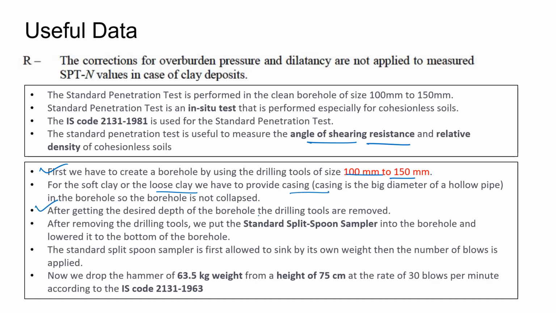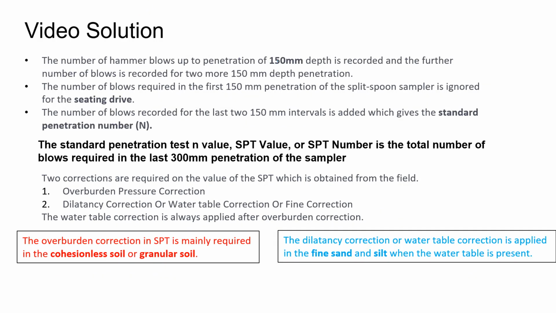After getting the desired depth of borehole, the drilling tools are removed, and we put the standard split spoon sampler into the borehole and lower it to the bottom. The sampler is first allowed to sink by its own weight, then a number of blows is applied. We drop a hammer of 63.5 kg weight from a height of 75 cm at the rate of 30 blows per minute according to IS 2131-1963. The number of blows for penetration up to 150 mm depth is recorded, and the blows are recorded for two more 150 mm penetrations. The blows required in the first 150 mm are ignored, and the blows recorded for the last two 150 mm, that is 300 mm penetration, are used to find the standard penetration number.